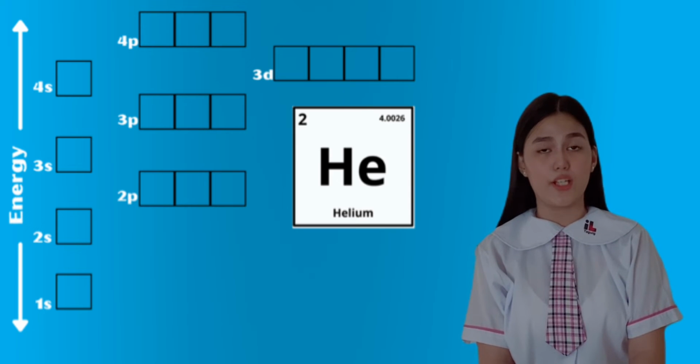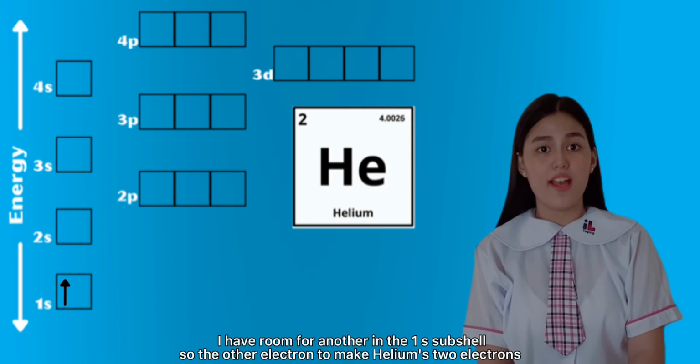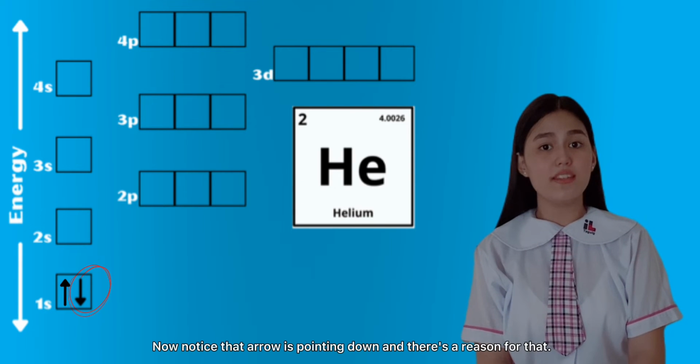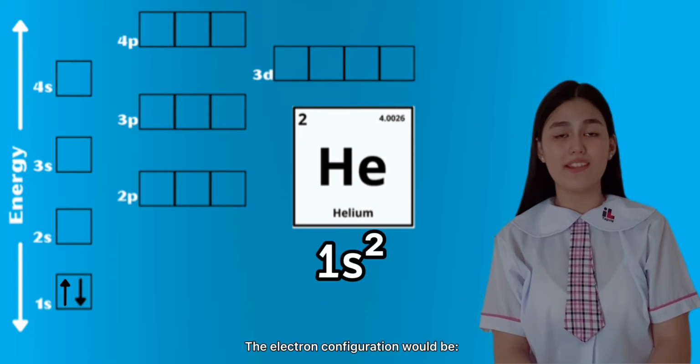Let's move on to helium. Helium has 2 electrons, so I'm going to put in 1s just like I did for hydrogen. I have room for another in the 1s subshell, so the other electron to make helium's 2 electrons is going to be in the 1s subshell. Now, notice that the arrow is pointing down. There's a reason for that. The electron configuration would be 1s2.